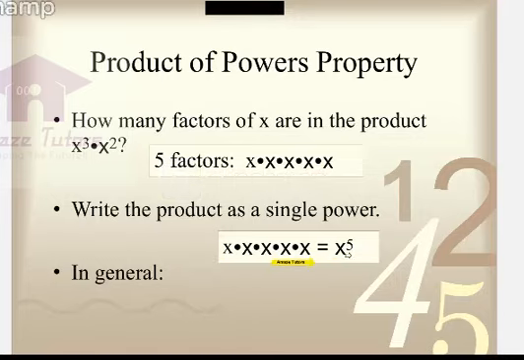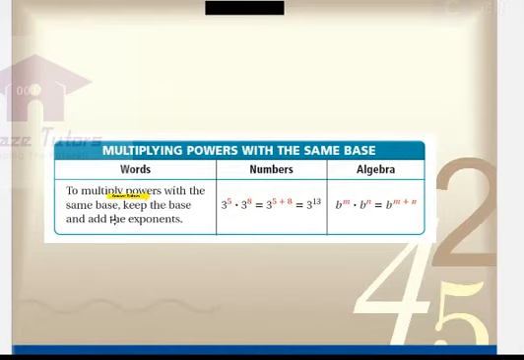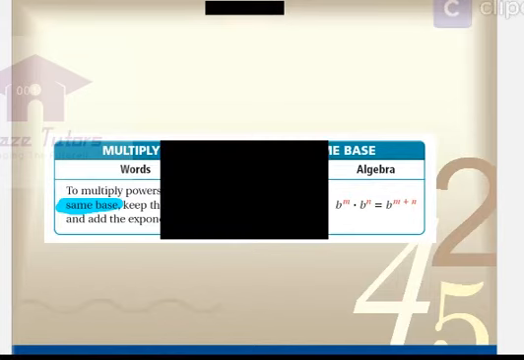Now in words, multiplying powers with the same base. To multiply powers with the same base, make a note of it, an important point: same base, only then it is applicable. Keep the base and add the exponents. Look at the example with numbers, 3 power 5 times 3 power 8. Same base, of course. So 3 power 5 plus 8, which is 3 power 13.